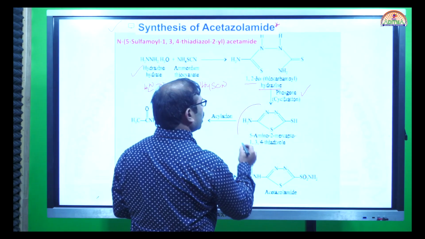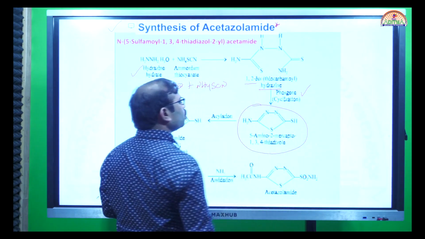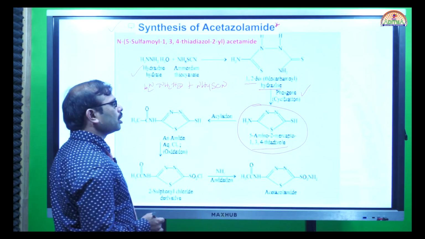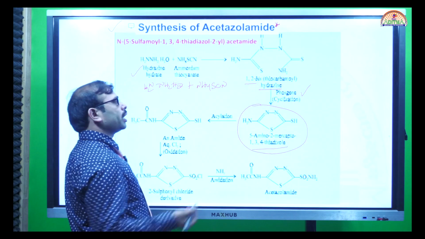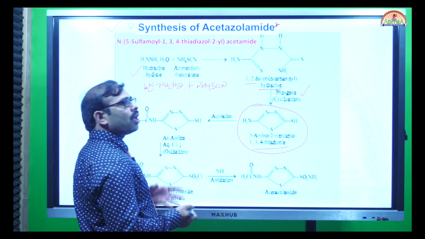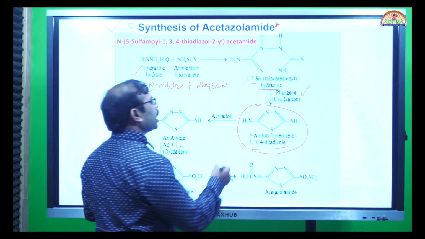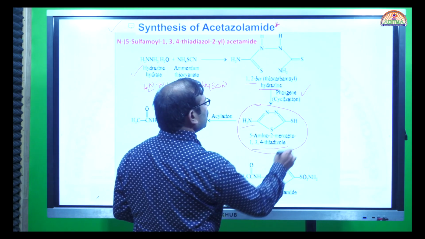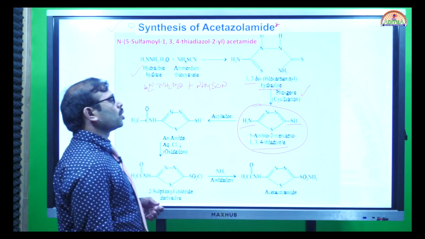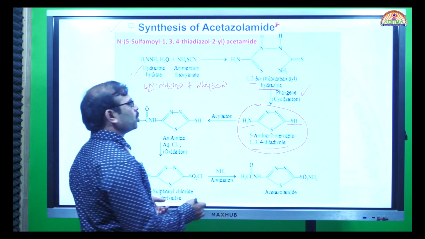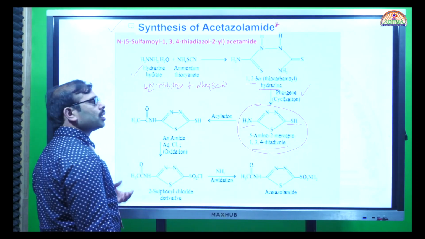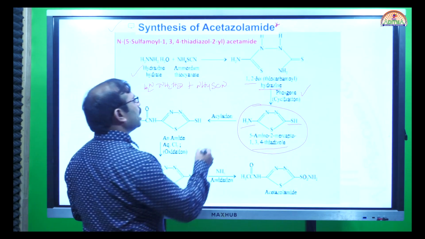It will give 5-amino-2-mercapto-1,3,4-thiadiazole. The thiadiazole is a heterocyclic ring having sulfur and two nitrogens, with the amino group at the 5th position and the thiol at the 2nd position. Now, in the structure, the SH needs to become a sulfonamide and the amine needs the N-acetyl group, so for that we need to go for acetylation.